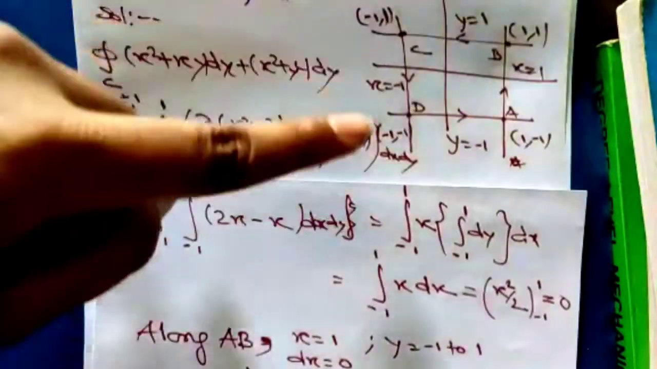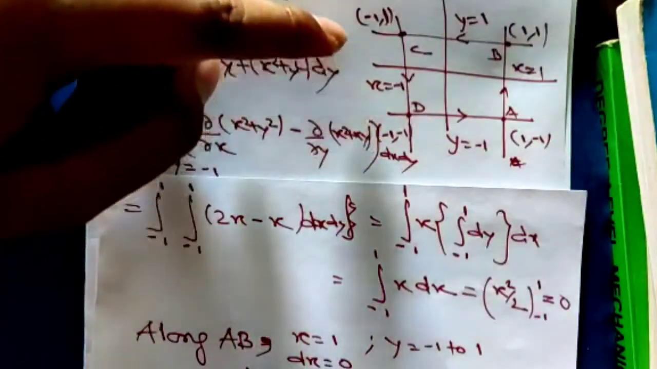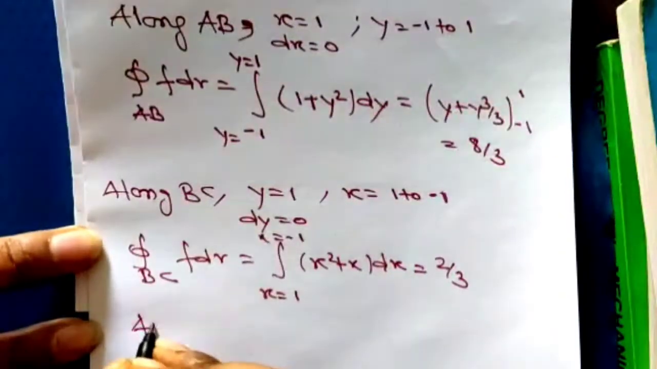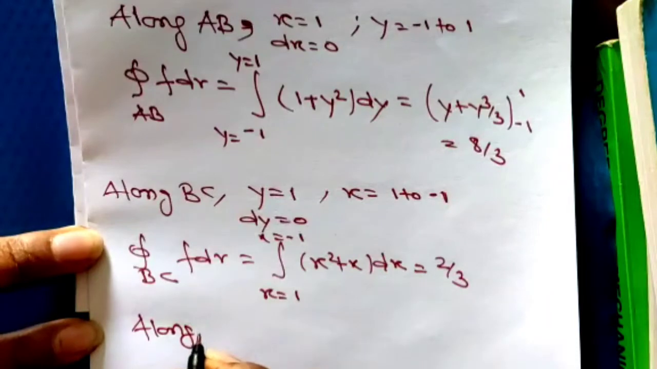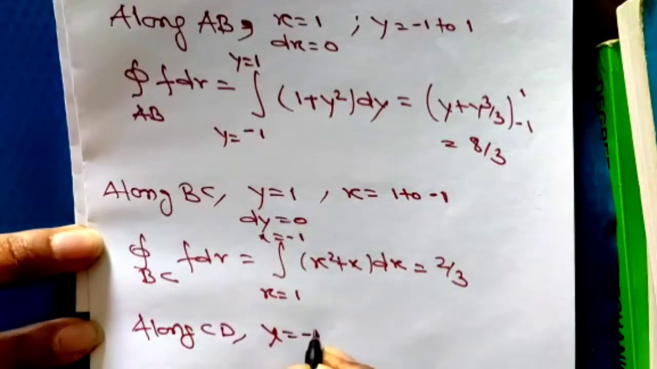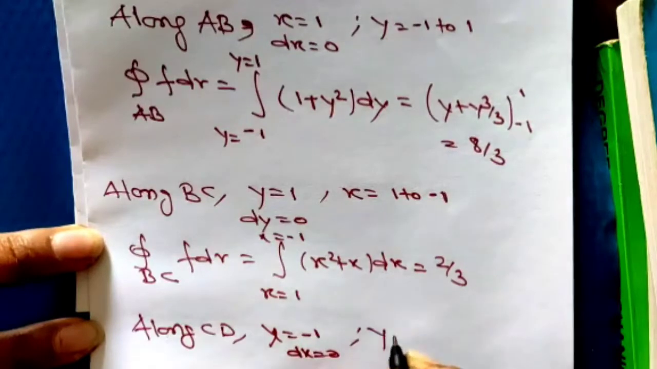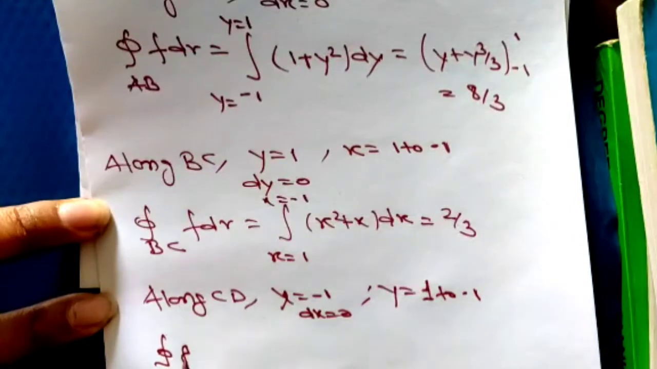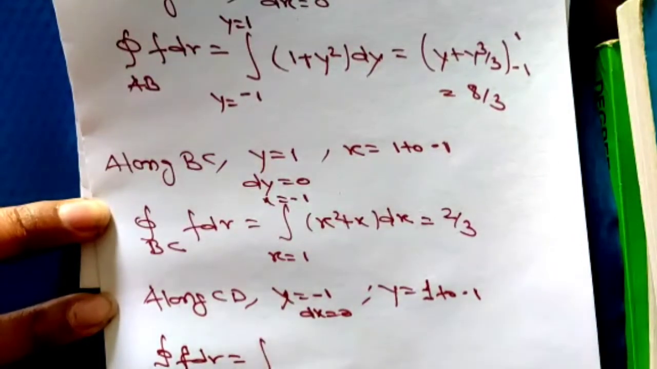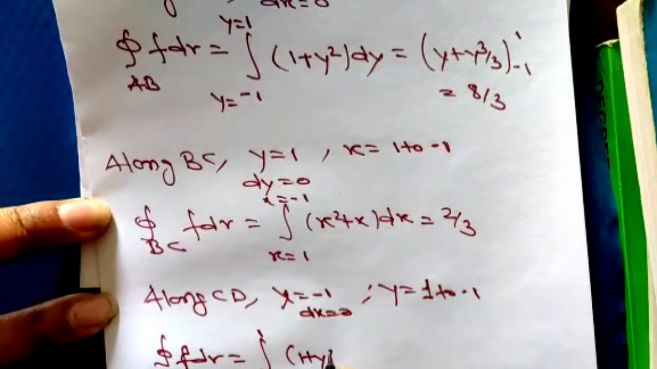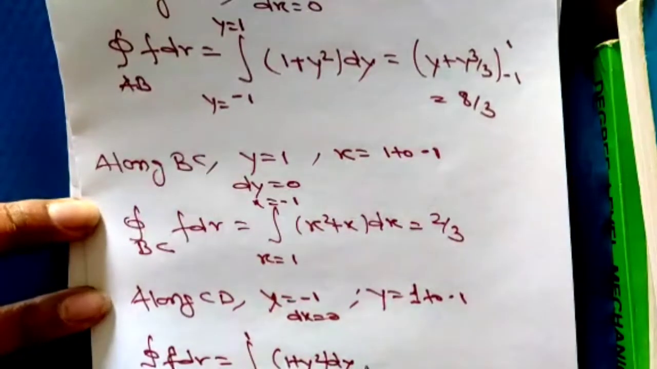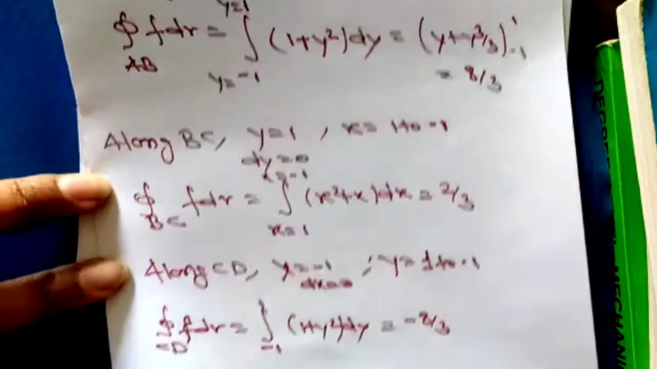Likewise, if you solve for CD, the value of x is the same, x is equal to -1, so dx is equal to 0, and y is varying from 1 to -1. So integrating along CD, F dot dr, with 1 plus y square dy. We just put the value of x equal to -1 in the line integral, and it will become -8 upon 3.